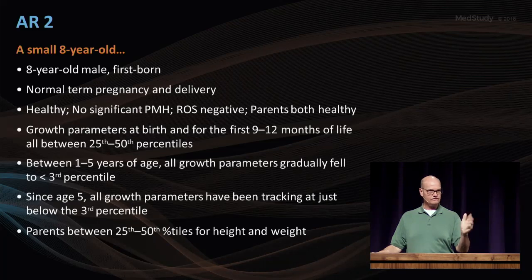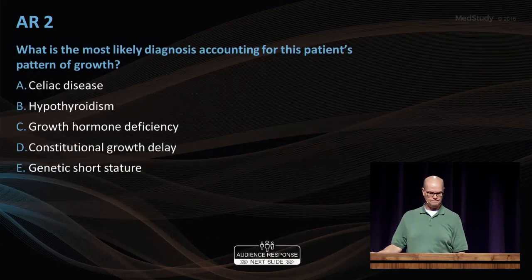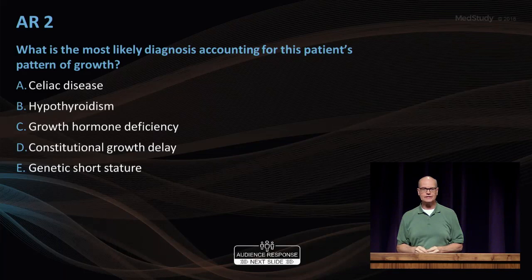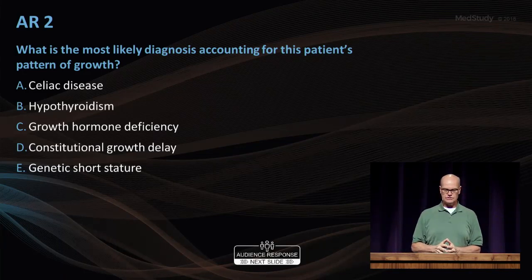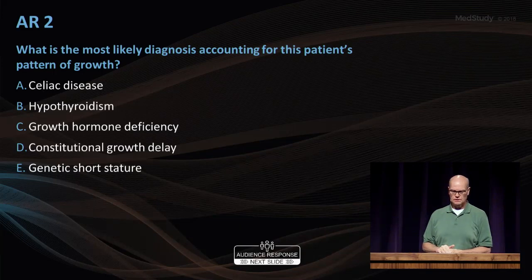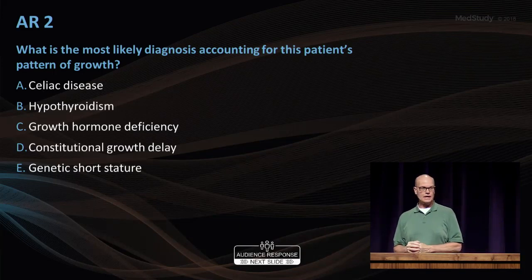So started off, then dropped, then sort of found his own curve, so to speak, and now is here, and mom and dad are concerned. So what's the most likely diagnosis accounting for this patient's pattern of growth? Celiac disease, hypothyroidism, growth hormone deficiency, constitutional growth delay, or genetic short stature.